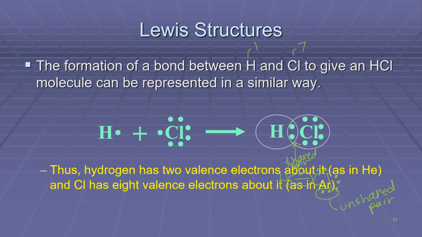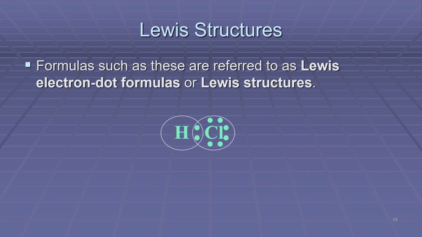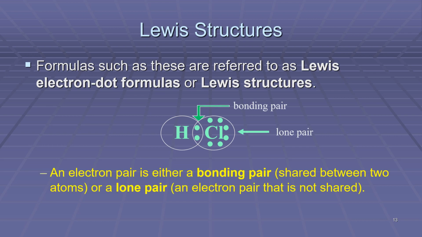And so again, chlorine has 8, so it has the same electron configuration as argon. So this is considered a Lewis structure, and again, as I just said, we call the pair in between the 2 atoms a bonding pair, or sometimes we call them a shared pair. And then the other ones are called lone pairs, or sometimes they're also called unshared pairs. So they mean the same thing, unshared or lone pairs, bonding pair, shared. And again, electrons like to stay in pairs, and that's what makes a bond.